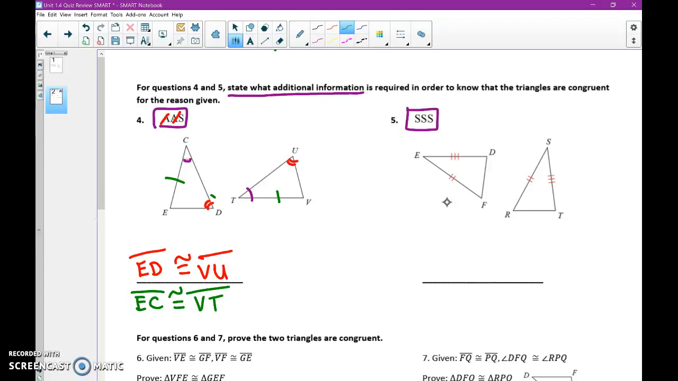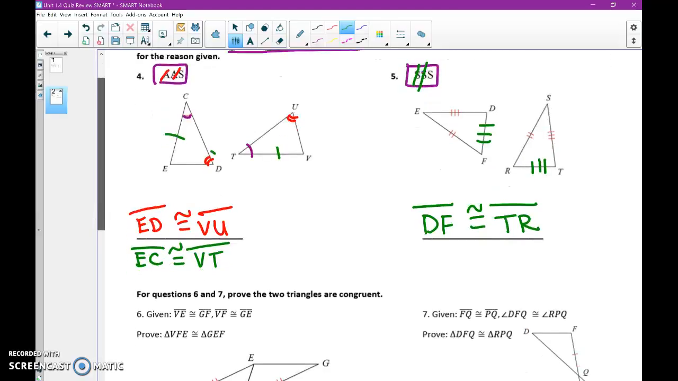Over here, there's only one answer because it's SSS. There's not really flexibility with that. They give you one set of sides here. That one's done. They give you another set of sides here. That's done. Obviously, we're still missing our last set of sides, and it has to be this one, the only one that's left. So I would put down DF. So D to F is congruent to T to R. And there's my missing piece.